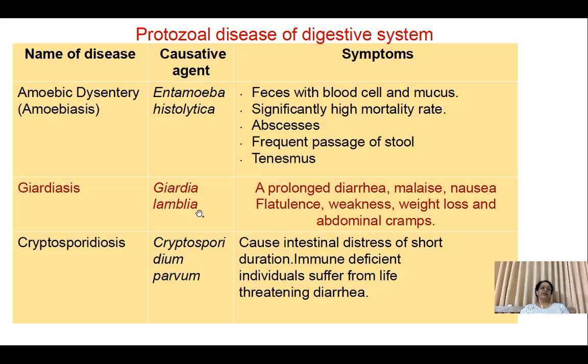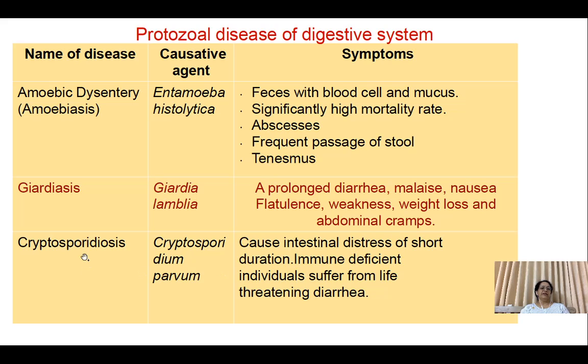Next protozoa is Giardia lamblia. This is a flagellated protozoa and the name of the disease is giardiasis. There is prolonged diarrhea in the patient with malaise and nausea. There is continuous gas production, which is called flatulence. It leads to weakness as there is malabsorption of whatever food is present in the gastrointestinal tract. This leads to weight loss as well as abdominal cramps.